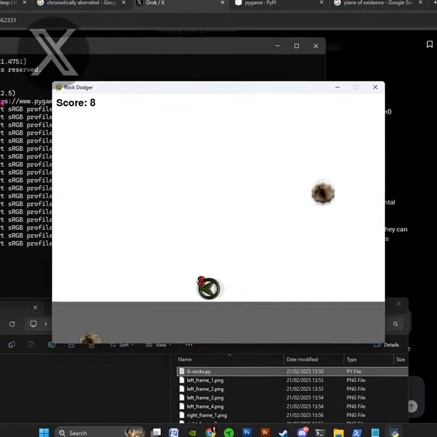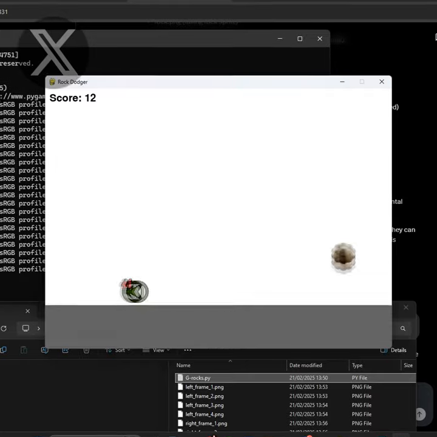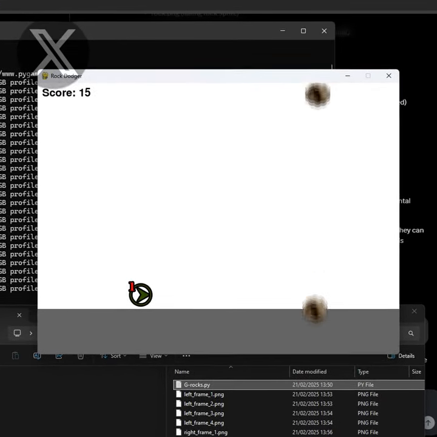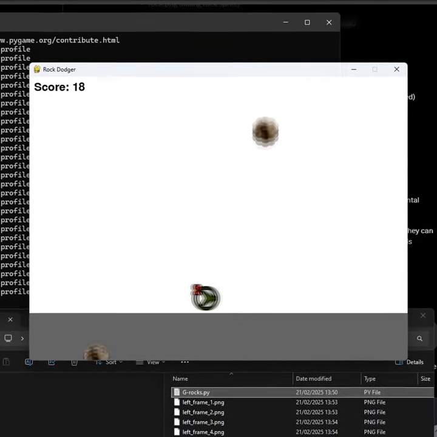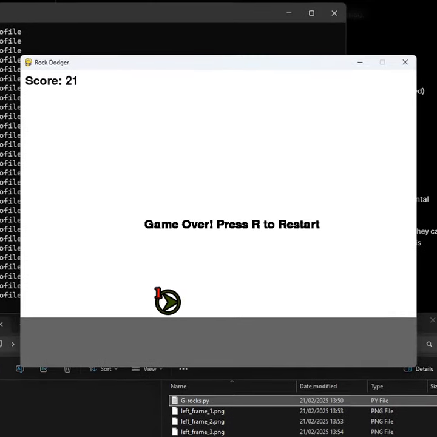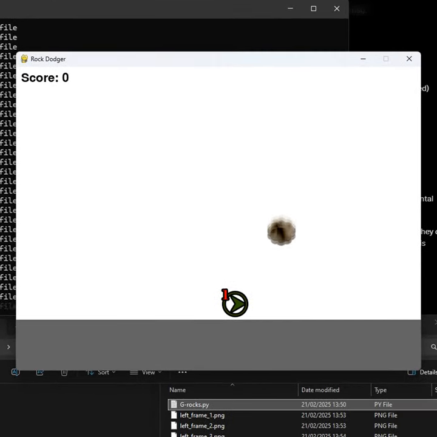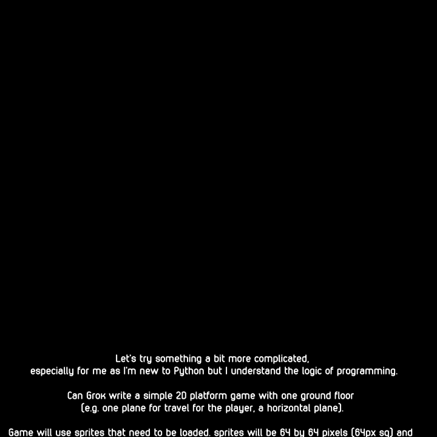I asked Grok to make me a game, and well, it did. There were some issues, like the score getting to 21 and stopping, but maybe this is because I never asked Grok to set an endgame win state. So this is what I said to Grok.